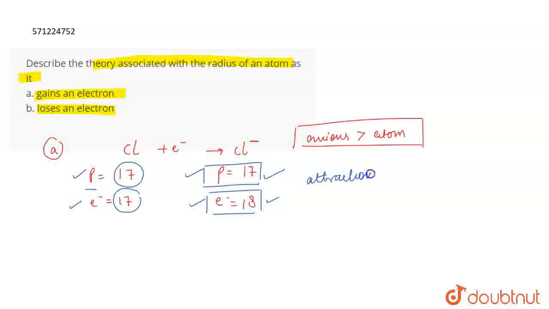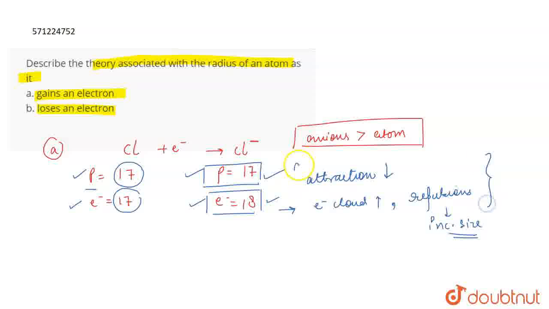That attraction between the electrons and the protons is going to decrease, because now the number of electrons has increased. That pull will not be as strong as it was in Cl. Also, on adding an extra electron, the electron cloud is increasing. Or you can say that due to the addition of the extra electron, repulsions can also take place. Repulsions between the existing electrons and the added electrons can result in an increased size. So these are the factors that are responsible for the increase in size of an anion.